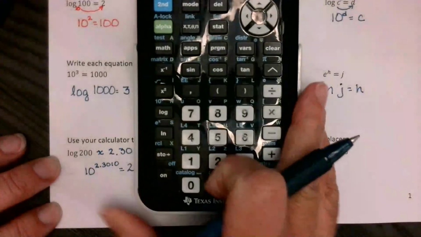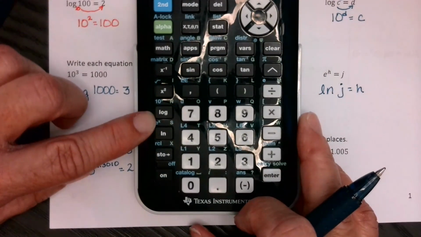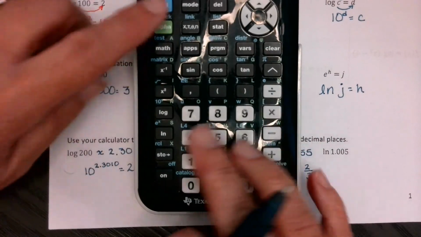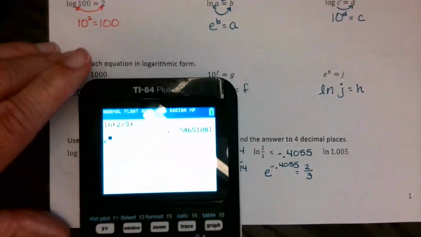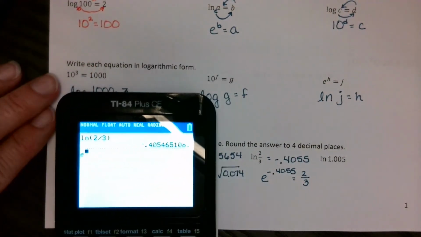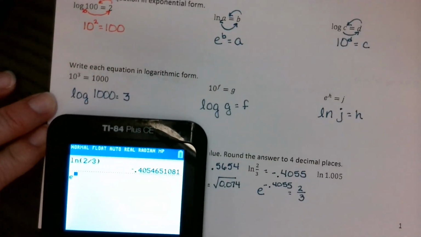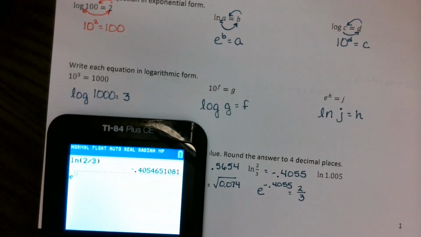Well, to get to the e, again, you can get it here. We're going to raise it to an exponent. I'm going to use this one. So second ln. And I can see if I can get this to show up on the screen. Raised to this power. And notice it gives us the same thing as 2/3.